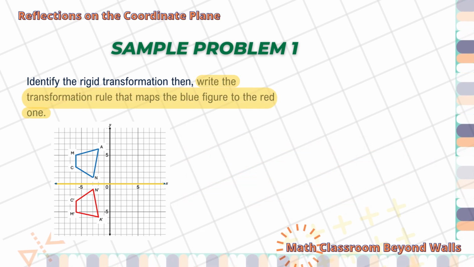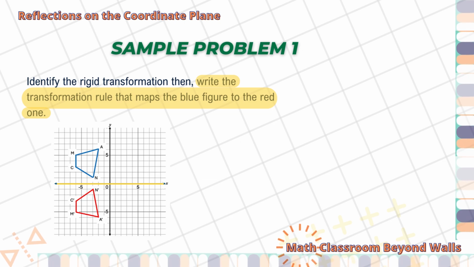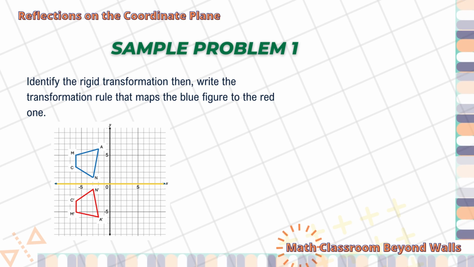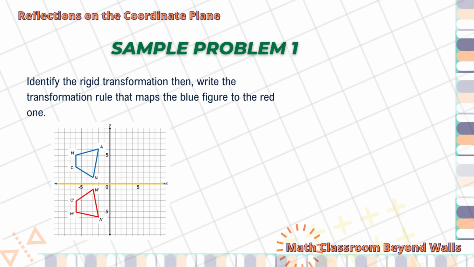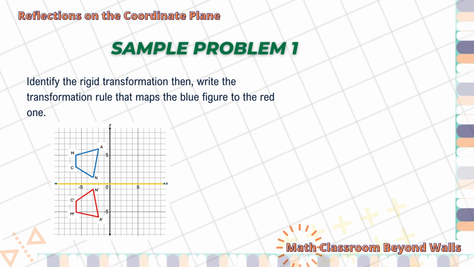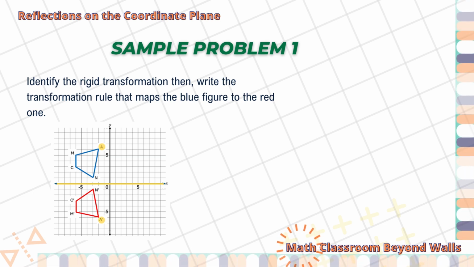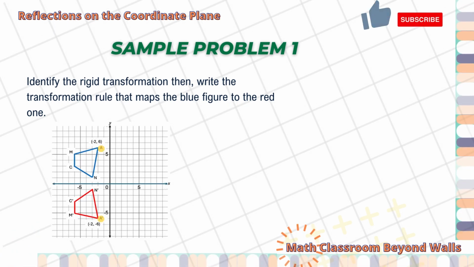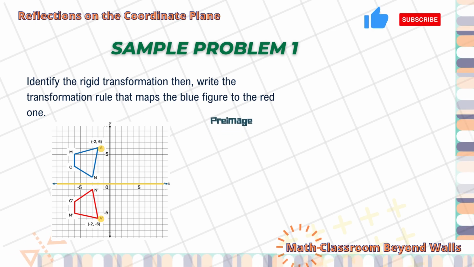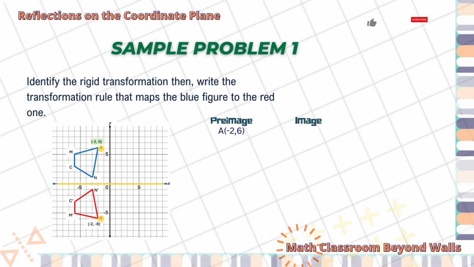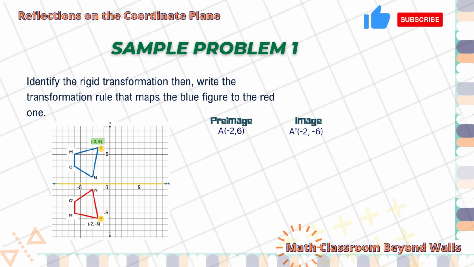Okay, we move on to the second question, the transformation rule that maps the blue figure to the red one. How do we do this, learners? All we need to do is choose a pair of corresponding points on the illustration. Then get and compare their coordinates. Let us take A and A prime, where A is from the preimage and A prime is from the image. On A, the preimage, the coordinates are (-2, 6). On A prime, the image, the coordinates are (-2, -6).